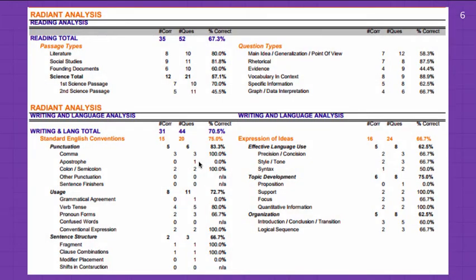Same thing with the reading analysis. Look at each sub area, look at each specific area down here and take a look at the percent correct. Identify targeted areas where students need more support.